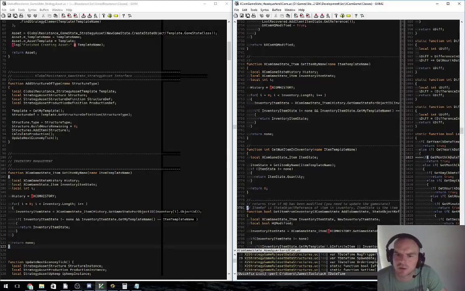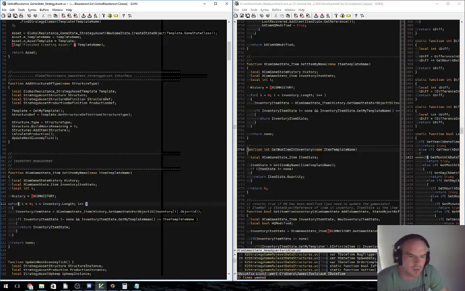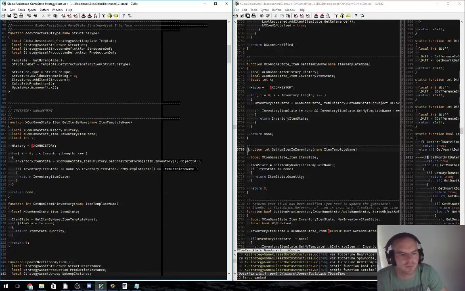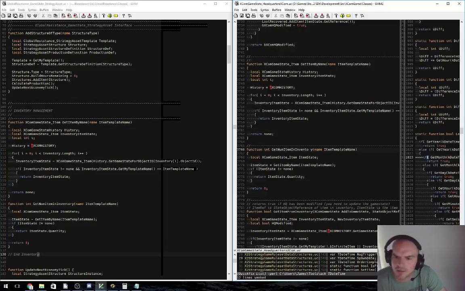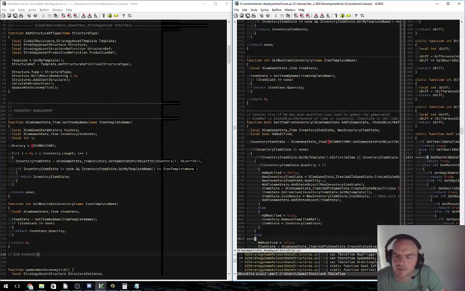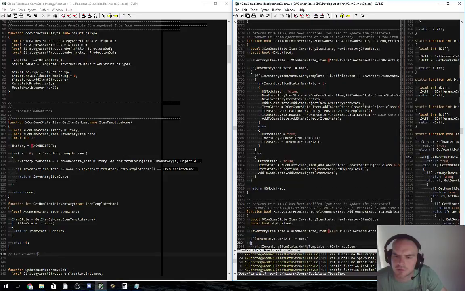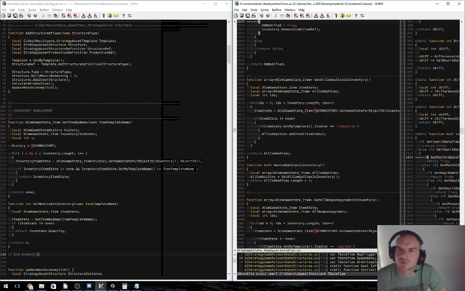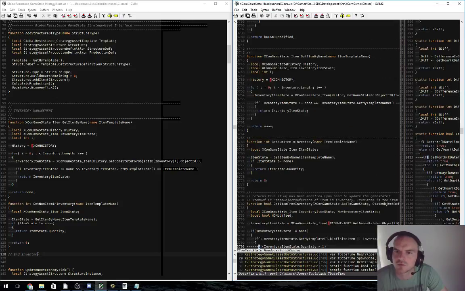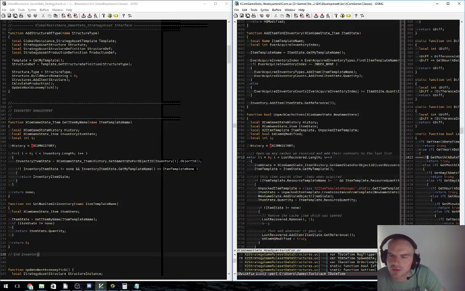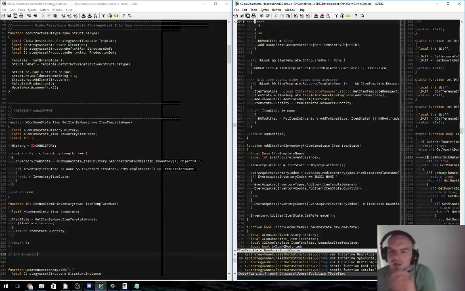Get item by name. And then we're going to get num item in inventory based on the template name, which will come in handy when we want to start debugging some of this stuff. Right. And inventory. Yeah, I think get and remove take the item and put it somewhere else. So we don't care about that just yet. We just want to add items into the state.